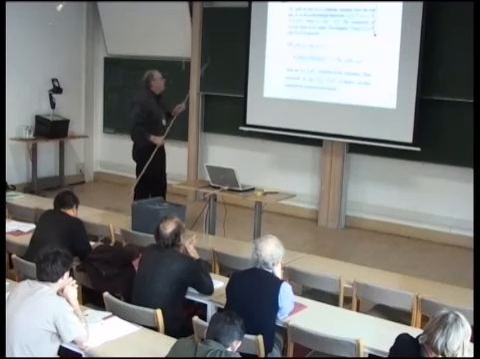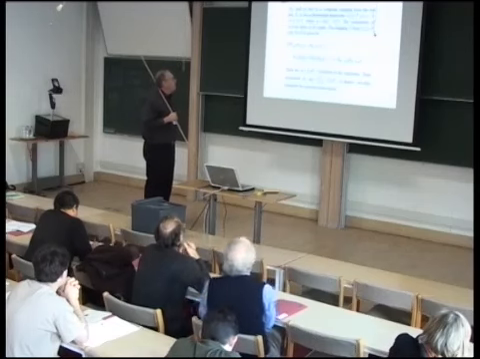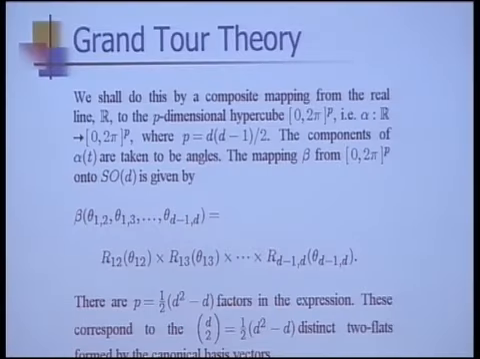So we want to construct a composite mapping from the real line into the p-dimensional hypercube, [0, 2π] raised to the p. So alpha is a mapping from R into that hypercube. We want to take the components of alpha of t to be our angles. So the mapping from the hypercube [0, 2π]^p into SO(D) is given by this.